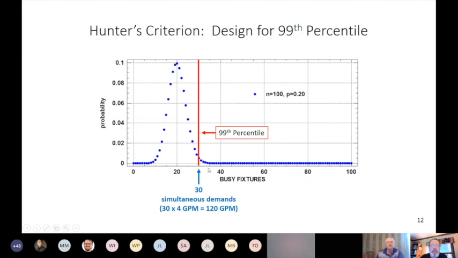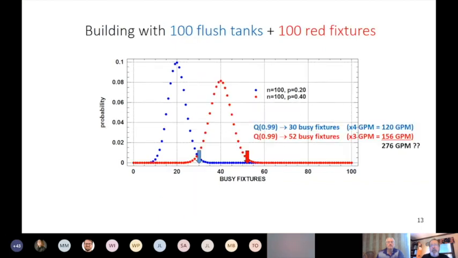And you can see that the 99th threshold in this case is 30 simultaneous tanks that are running, each running at 4 GPM. So we might argue, okay, the design discharge here is 120 gallons per minute. Simple. Well, what happens now if we introduce a second type of fixture? So I've got the blue fixtures that we just looked at, and now I've got the red fixture group.